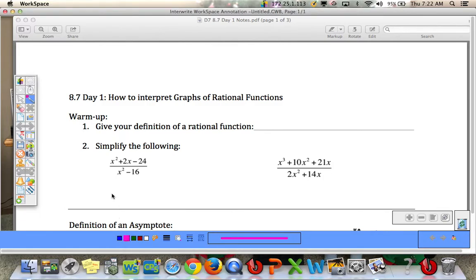We are going to look at how to interpret graphs of rational functions. We're going to spend 2 days looking at different types of asymptotes and how you find them. For the warm-up, give your definition of a rational function. So we've talked about this for the last few days.